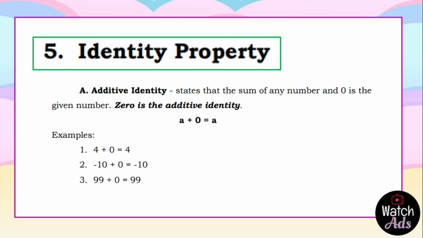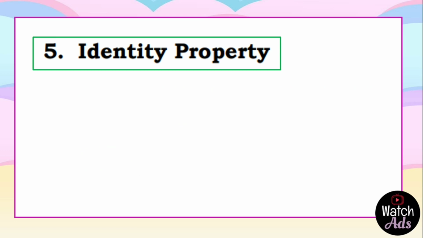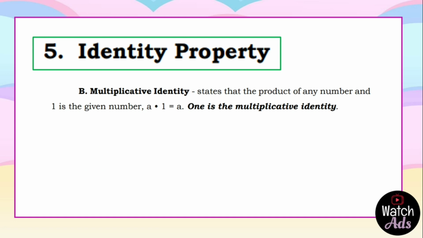Now you can notice that in all our examples, we have added 0 because 0 is the identity property of addition. Now the sum did not change. In multiplication, the identity property is 1 because any number multiplied by 1 is the number itself. Example, 12 multiplied by 1 is equal to 12. Negative 32 multiplied by 1 is equal to negative 32. 99 multiplied by 1 is equal to 99. Now the multiplicative identity of multiplication is 1.